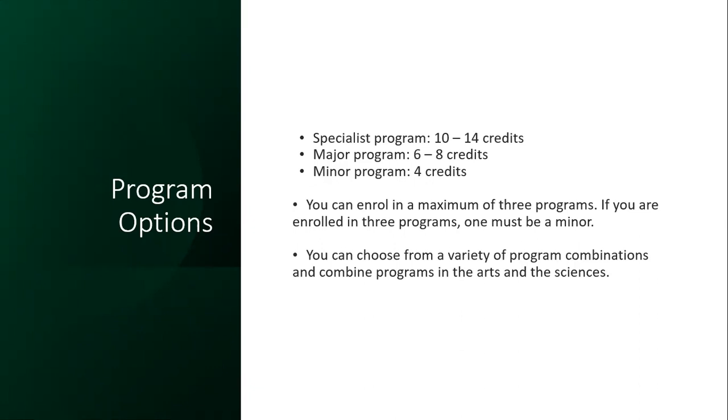When it comes to the program combinations, a student can enroll in up to a maximum of 3 programs. However, one of them has to be a minor. You can choose programs from different combinations, but mostly in the Faculty of Arts and Science.